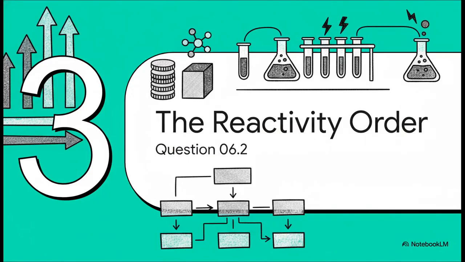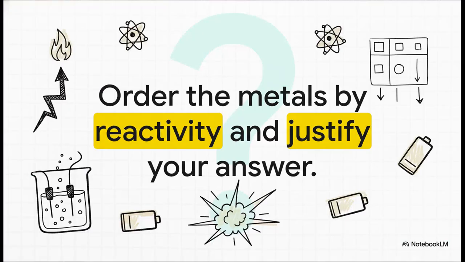All right, now for the big one. This next part is worth 4 marks, which is a huge chunk. And there are 2 parts to it. First, you have to use the data to put the metals in order of reactivity. And then, this is the important bit. You have to explain how you figured it out. So, there's the task. Use that table of results to rank the metals from most reactive down to least reactive, and then justify your choices.